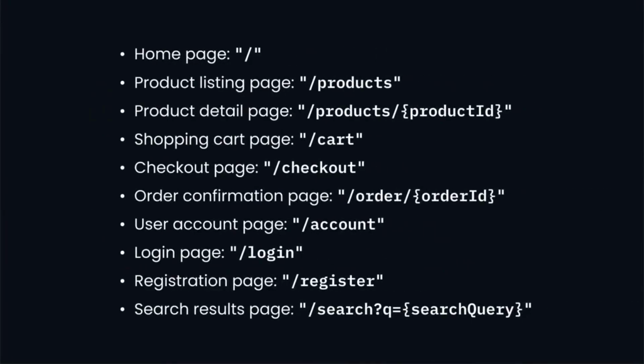Homepage, product listing page, product listing details page, shopping cart page, checkout page, order confirmation page, user account page, login page, registration page, and search results page. Try building it out using the route concepts we just learned.